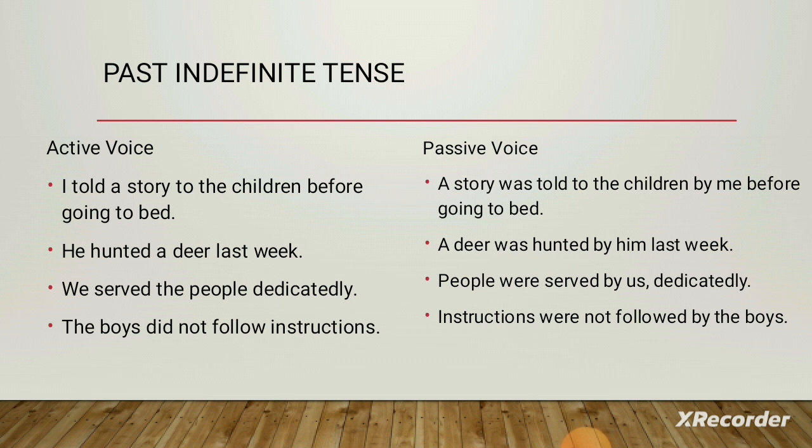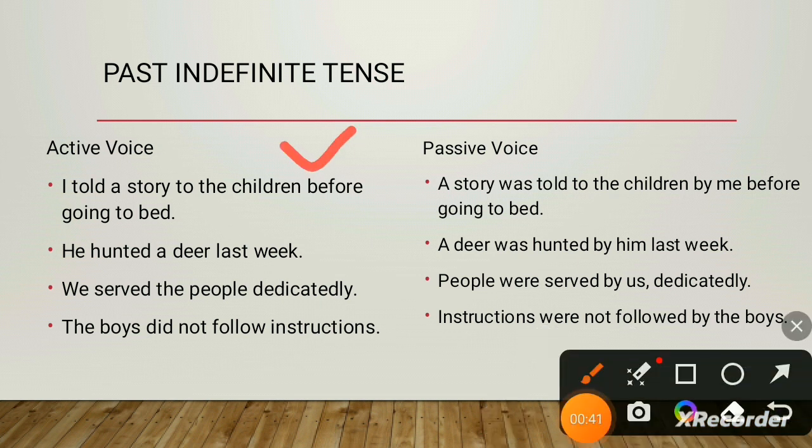We go through the active voice of past tense. The first example is I told a story to the children before going to bed. I told a story. So we see that I is the subject and told is the second form or the past form of the verb tell. A story is the object here. To the children before going to bed, this is the phrasal part of the sentence.